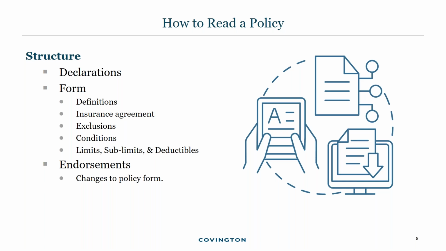Our goal here is not to short circuit your review, but to give you the tools you need to review effectively and efficiently. This slide gives you an overview of the principal parts of an insurance policy. There is the declarations page, the form or body of the policy, which contains the definitions, insurance agreement, exclusions, conditions, limits, sublimits, and deductibles. There may also be a set of endorsements, which are additional forms attached to the policy. I will explain each of the parts in a bit more detail in the slides that follow.